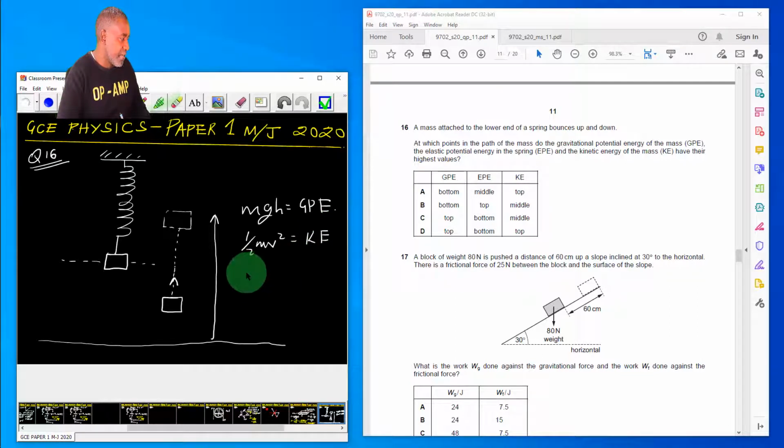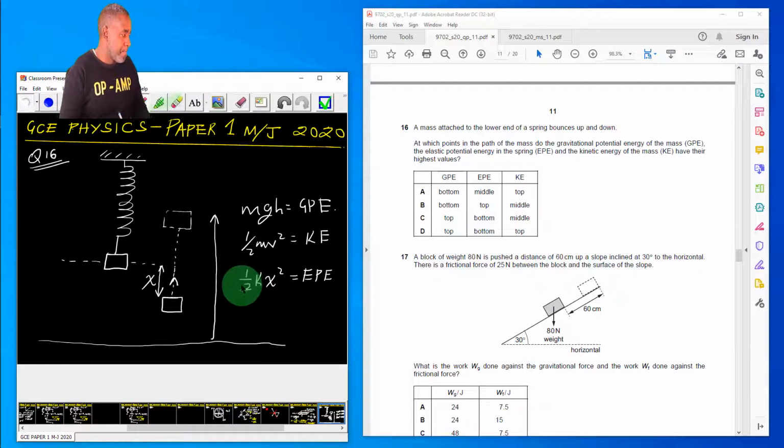Elastic potential energy is given by a half kx squared. This is elastic potential energy. k is the spring constant, and x is the extension of the spring. So it has the highest elastic potential energy when the spring has been stretched through a bigger value. This is x. That is x.